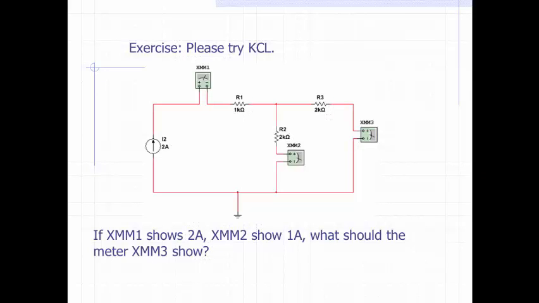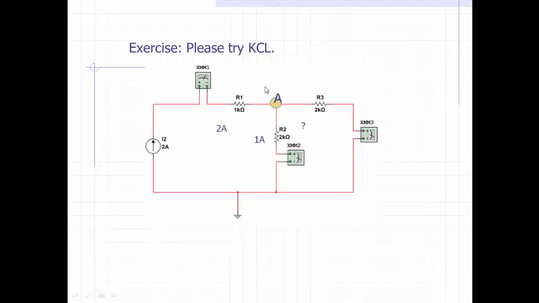Now let's see this exercise. Please try to use KCL to solve the problem. Suppose there's a circuit like this, and I put 3 current meters here. The first meter shows 2 amperes, the second meter shows 1 ampere. What should be the reading on the third meter? Let's first define this node. We can call it node A.